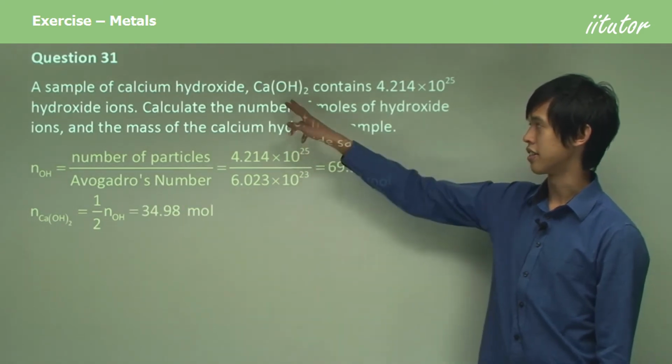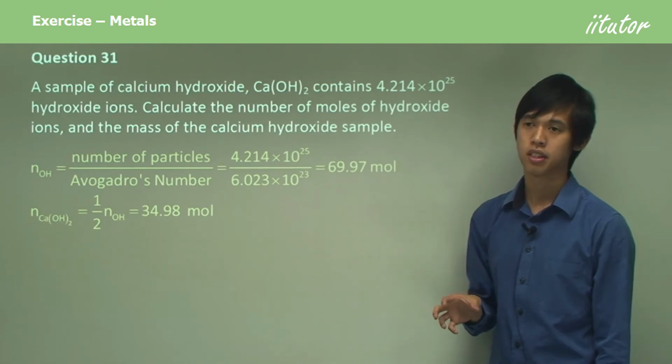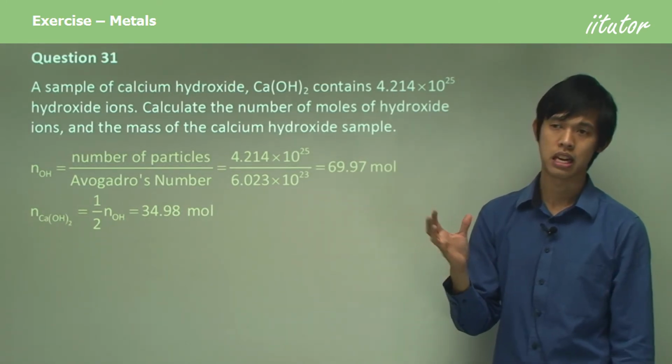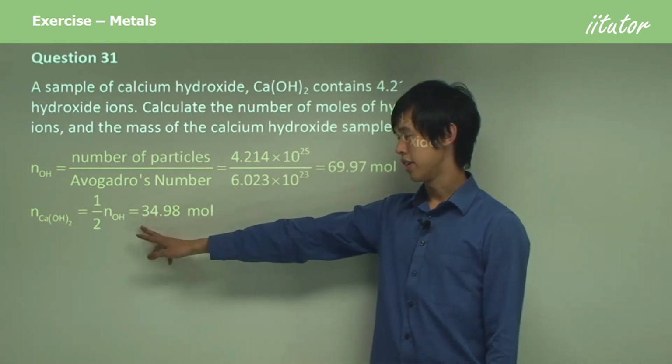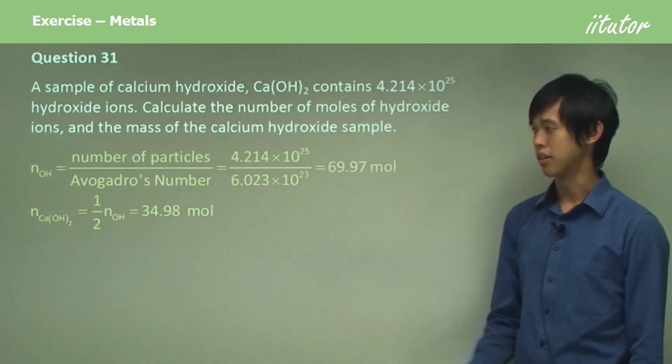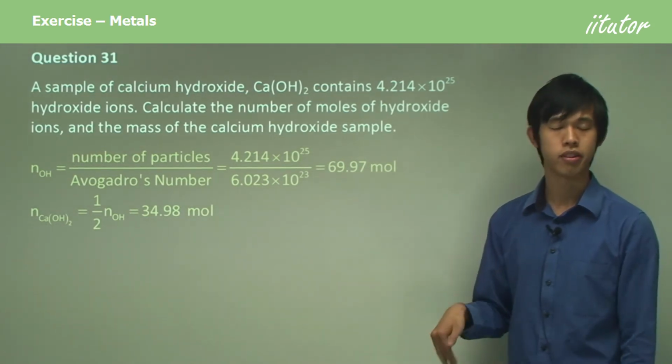So you can think of it as the calcium hydroxide having 2 hydroxide ions per molecule. So the number of hydroxide ions will be cut in half. So you get 34.98 moles of calcium hydroxide, and from there it becomes easy to calculate the mass.